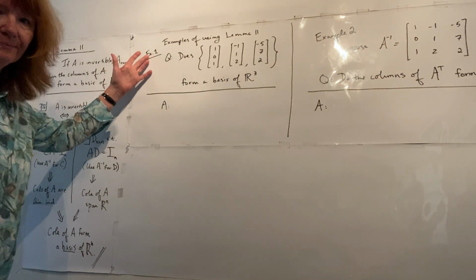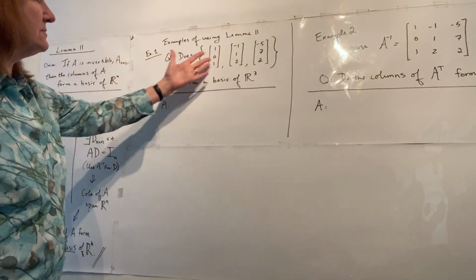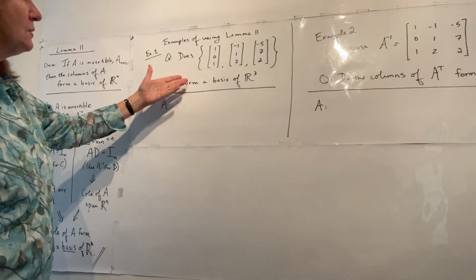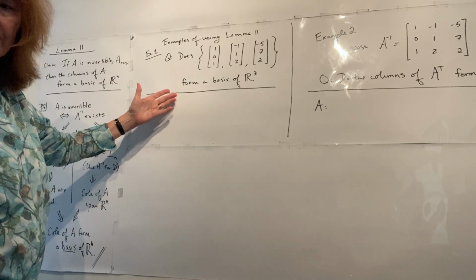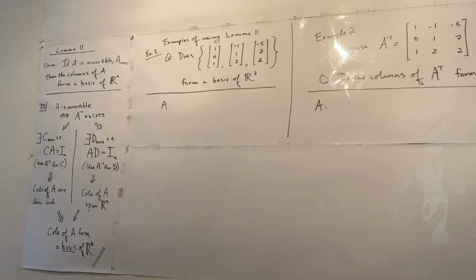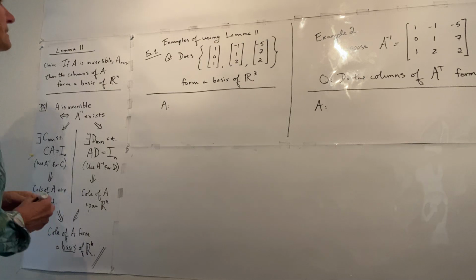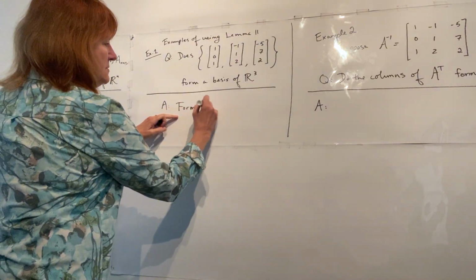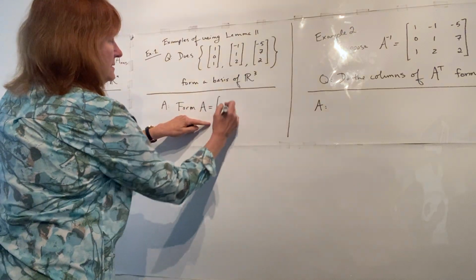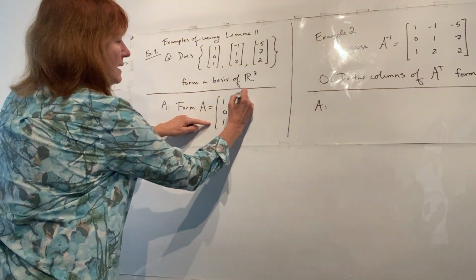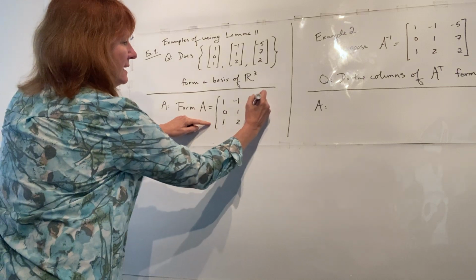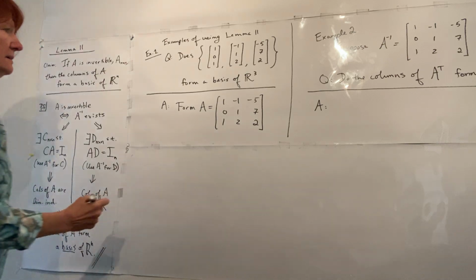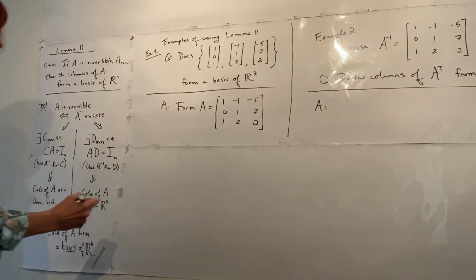For example, let's say that you're given a set of vectors. They're all in R3 and you've got 3 of them and you're just wondering, do they form a basis of R3? Well, form A using those vectors as its columns: 1, 0, 1, minus 1, 1, 2, negative 5, 7, 2. Okay. Does A inverse exist?